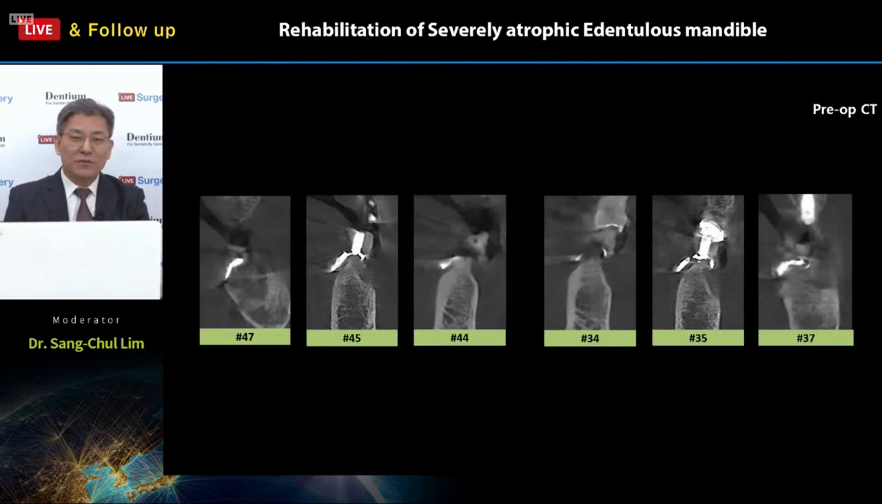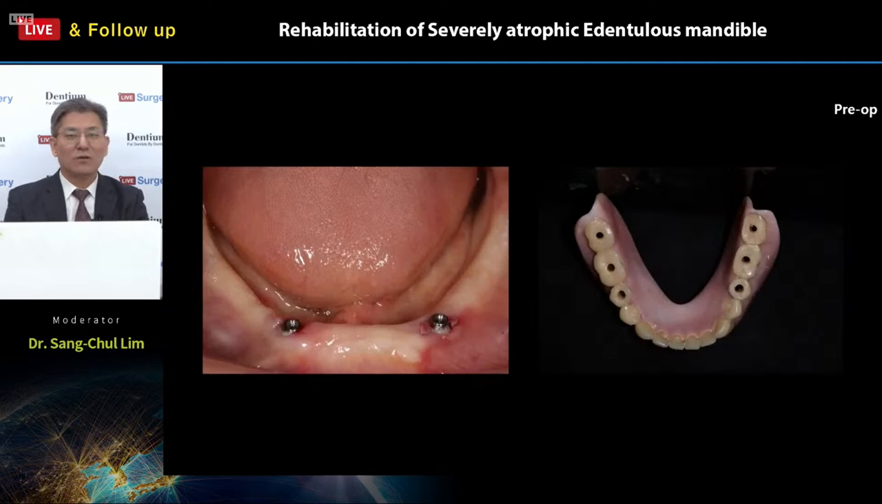This one is a pre-op CT, today's surgery site. Number 14, number 47, 45, 44. Actually, these areas have a knife edge. And number 34, 35, 37, the same as before. As always, the denture-wearing patient has a knife edge because of occlusal loading and the normal bone resorption process. So the first problem is how can you overcome this narrowed ridge for the implant surgery?